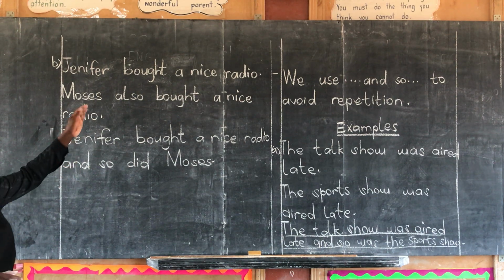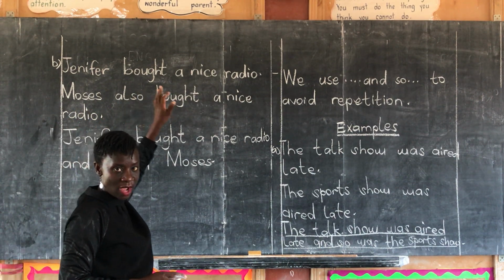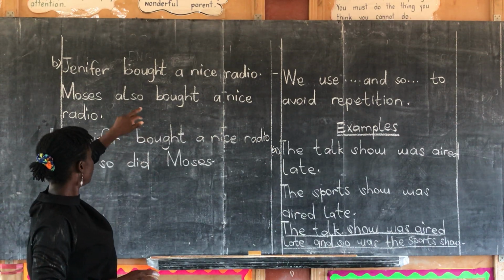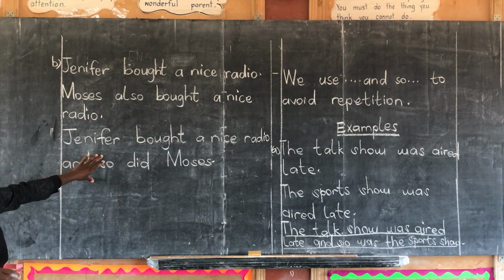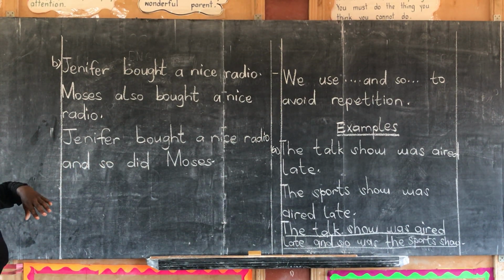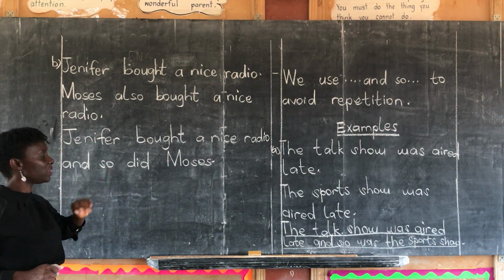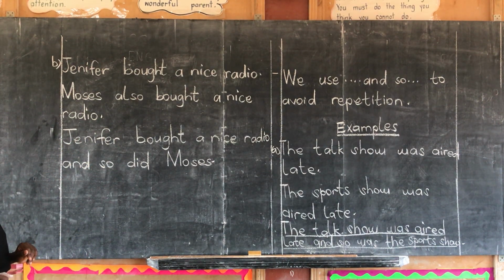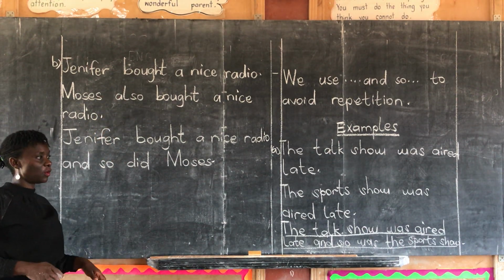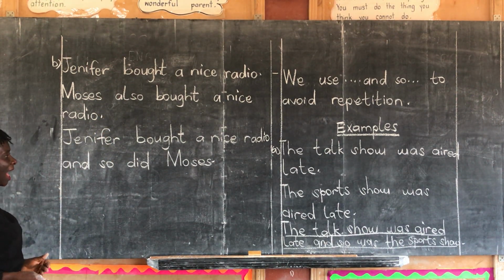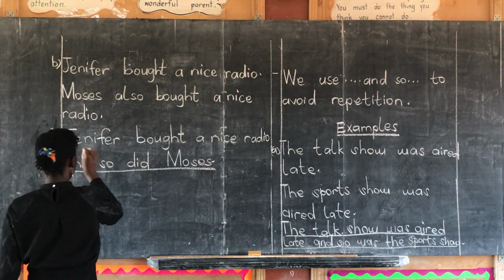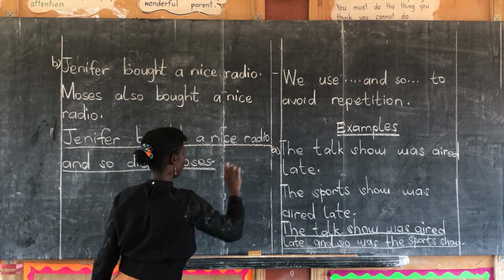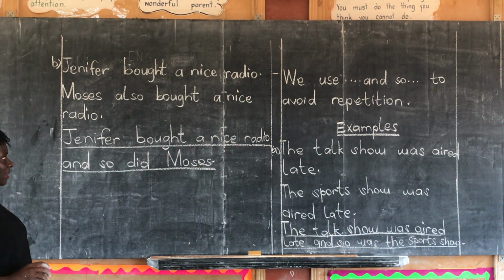Now, one wonders why we've not written the word "also" in our answer. We've not written this because "also" brings out the same meaning as "and so". So we cannot say, "Jennifer bought a nice radio and also and so did Moses." So this one goes away because it carries the same meaning as "and so".